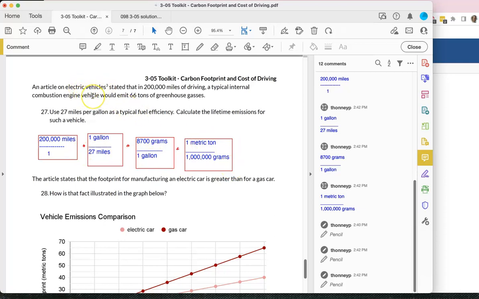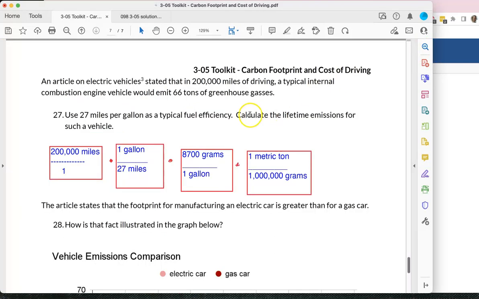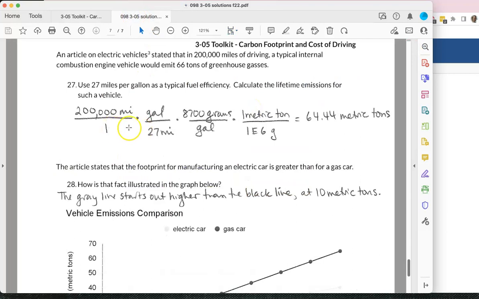This article didn't specify the miles per gallon, so I was like, oh, let me use 27 and confirm their math. So it always makes me feel good to confirm other people's math. And so when I work that problem out, I get 64.44 metric tons. Pretty close to what the article stated.